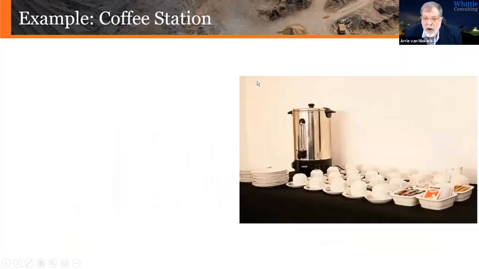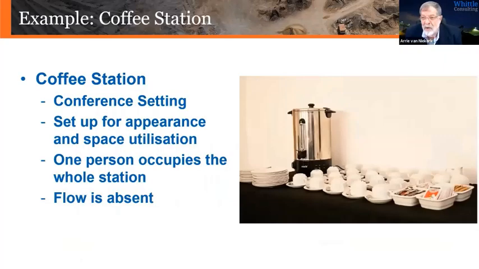This is a picture of such a balanced capacity chain. And forgive me for this. This is just a coffee station at a conference setting. And on the picture, you can see there's the urn, there are the cups, and the coffee and tea and the sugar and the milk at the back.